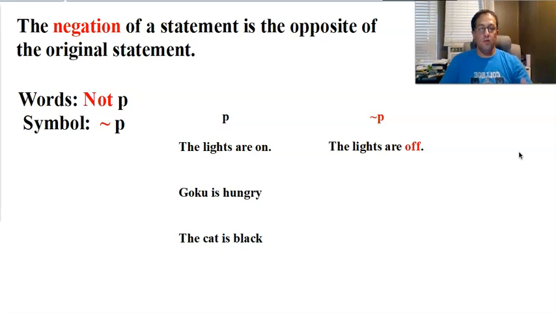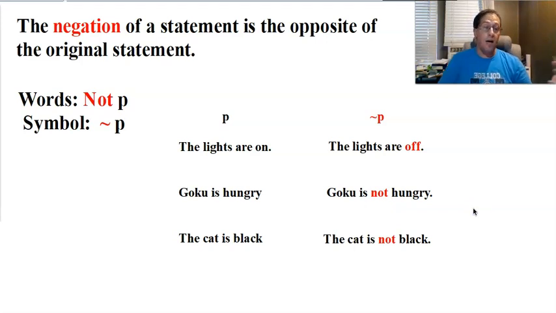What about the next sentence? Goku is hungry. What is the opposite of being hungry? Well, it's not being full. It's just simply being not hungry. So Goku is not hungry. That is the negation of Goku is hungry. What about the last one? The cat is black. What is the negation of saying the cat is black? It is not saying that the cat is white. I know white is the opposite of black, but that's not what we're looking at here. The opposite of being black is just being not black. All right? Could be gray, could be blue, could be green. I don't care as long as it is not black. Okay? So the negation is just simply saying not that.